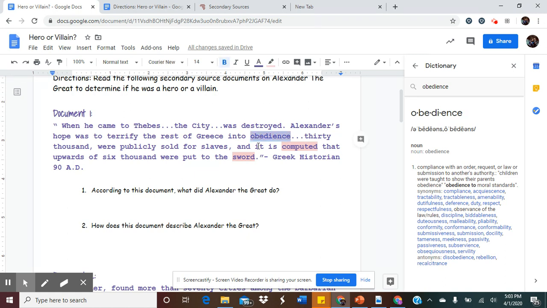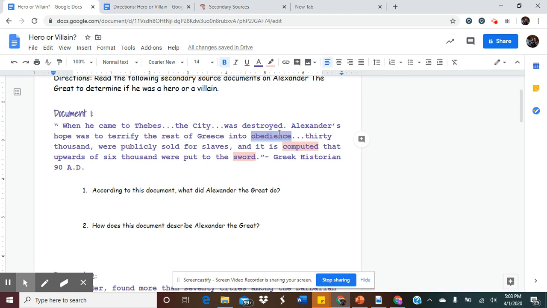Okay, so I'm going to go ahead and exit out of definition. I'm going to highlight that word again and hit that comment box and say he wanted everyone to listen. Okay. Now that stays there. And all that means is that if I come back to this later and go, okay, I don't know what obedience means again, I can click on it and this pops up. He wanted everyone to listen.